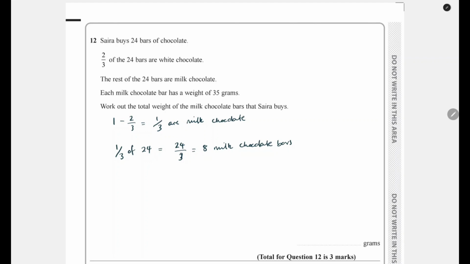bars. We know that 1 bar is 35 grams, and so 8 bars are going to be 8 times 35 grams, which is equal to 280 grams. And so 8 bars of milk chocolate weigh 280 grams.